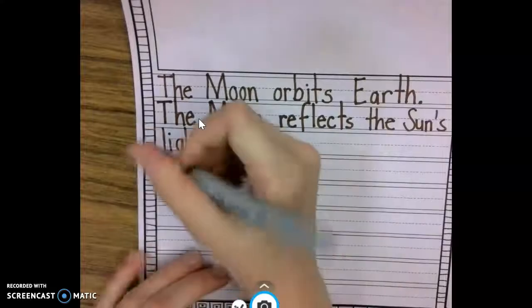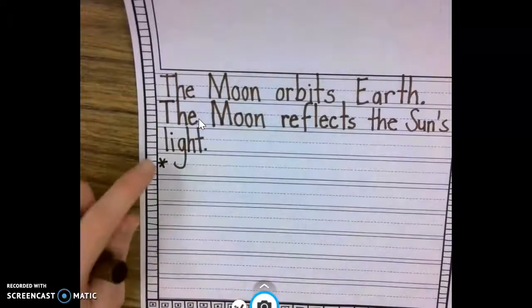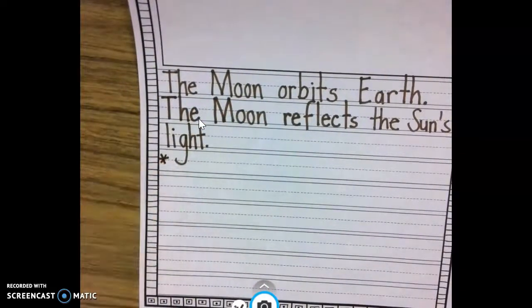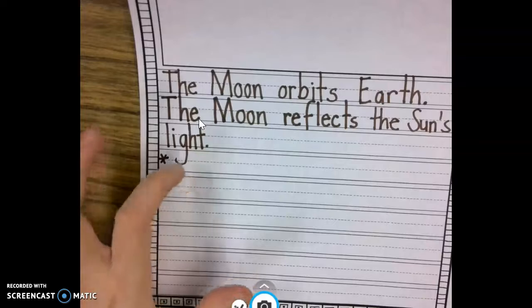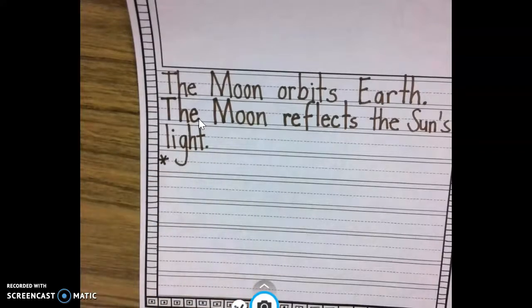Okay, and then I'd like you to please write one more. One more full sentence. I don't just want phases. If you're going to talk about phases, you need to say the moon has phases. The moon is a dusty rock.